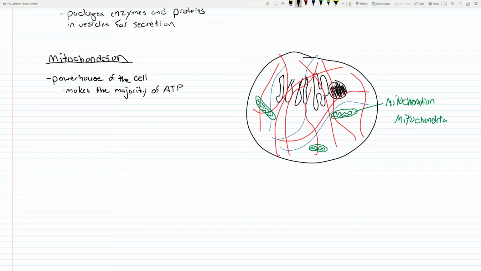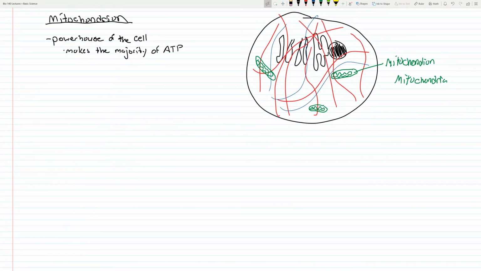So if we take a look at the mitochondria, its structure. It is a double membrane. Now, in the long run, does that matter? No. It does not matter that you know that it's a double membrane thing, but I'm just doing that for completeness. So it's got a smooth outer membrane.